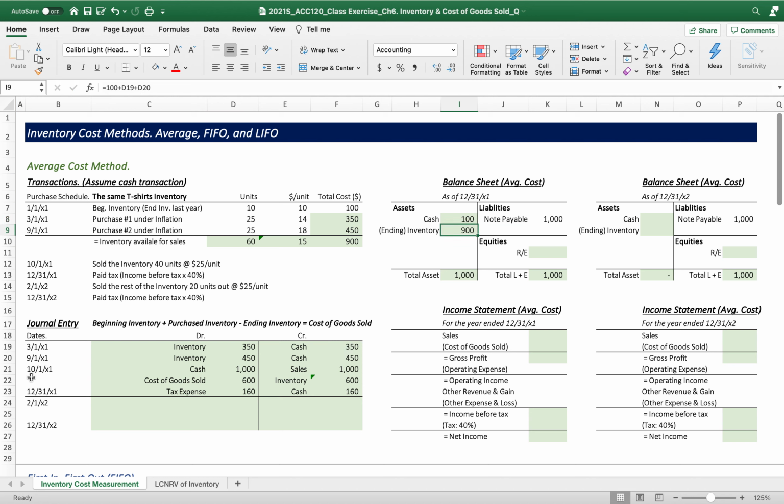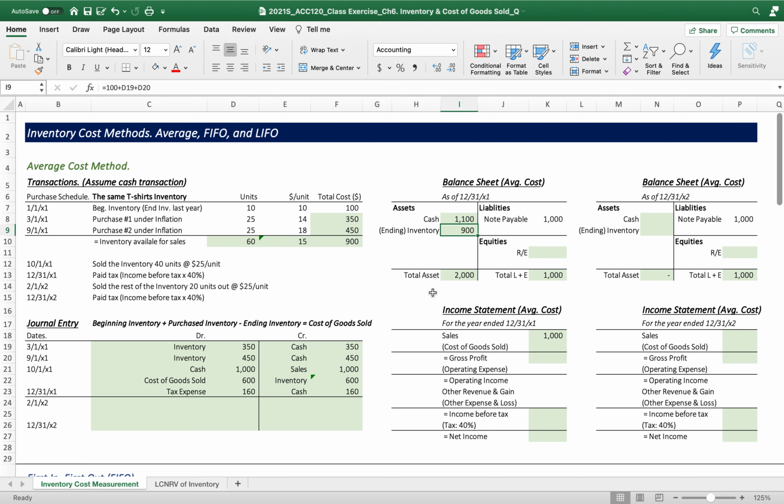Then on October 1st, now we made the sales of $1,000, right? So sales increased by $1,000, and then cash in $1,000.